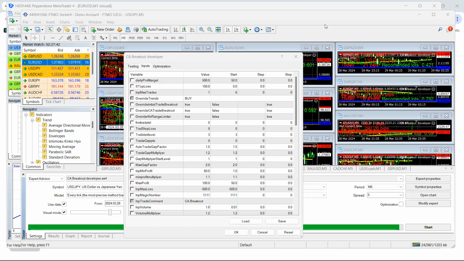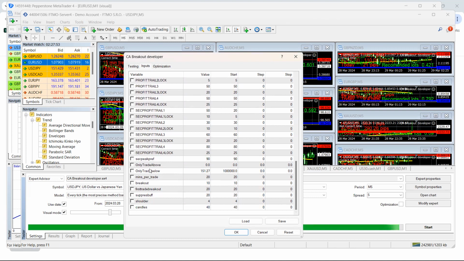Alrighty, guys, I'm going to take you through a completely different strategy that you can use on CA Breakout. We're going to be taking advantage of this feature here where you can set the range where you want the software to trade between. In this case, I've set it to only trade below 151.27, meaning that if the market is above that value, then it won't open up any trades. The market's got to drop below that in order for a trade to open.